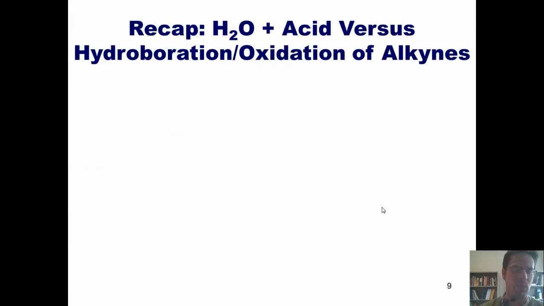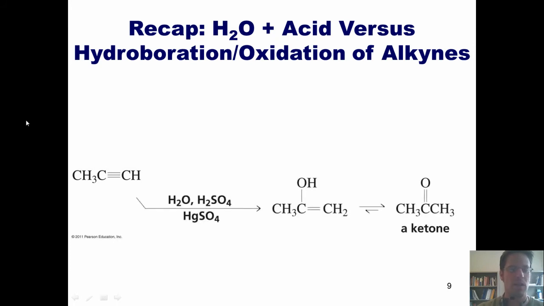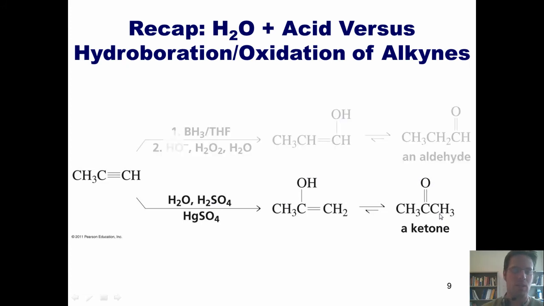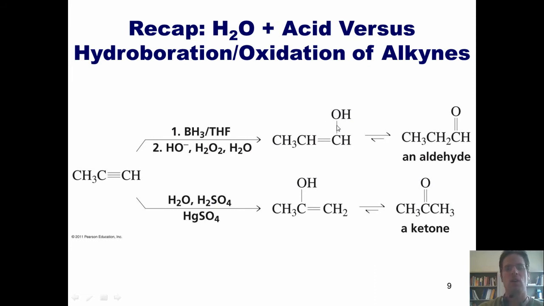So to recap once again, if I take an alkyne and treat it with water, acid, and mercury sulfate, I will generate an enol that has the hydroxyl group on the internal carbon, the one that would have the more stable carbocation, which instantly tautomerizes to form a ketone. In contrast, if I treat the same alkyne under hydroboration oxidation conditions, the OH ends up going on the external carbon, which also instantly tautomerizes to form this product, which is called an aldehyde.